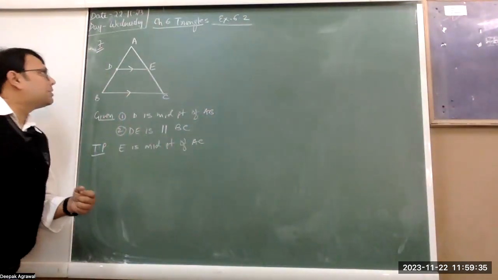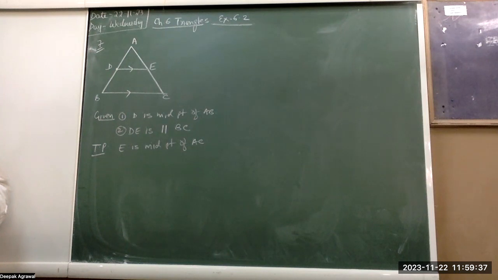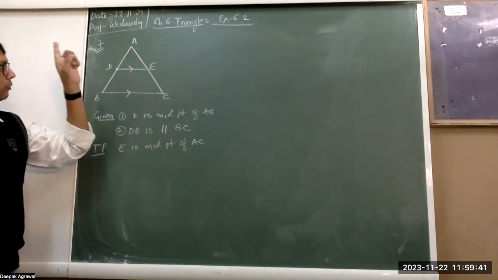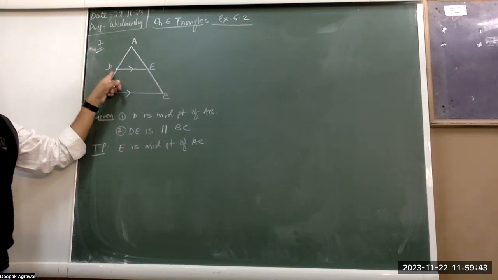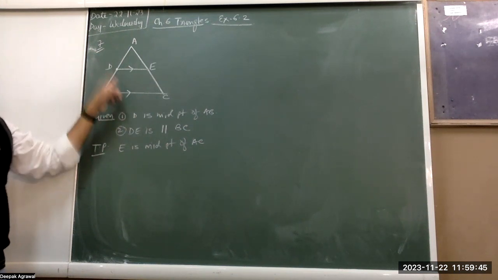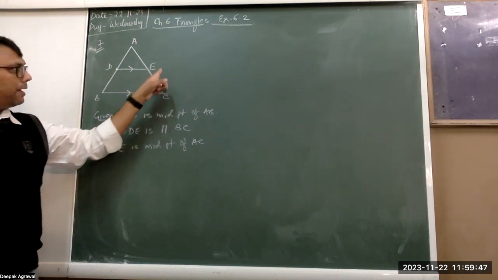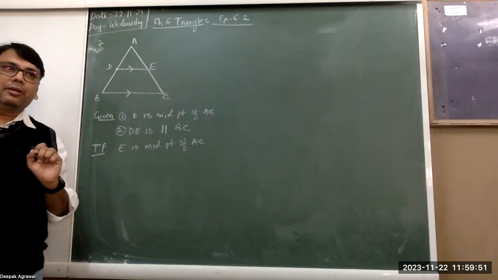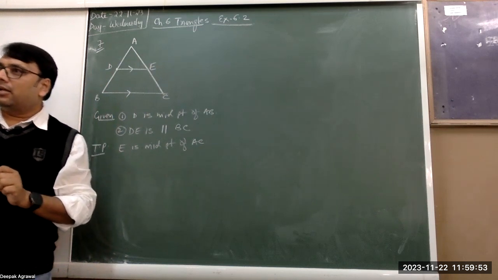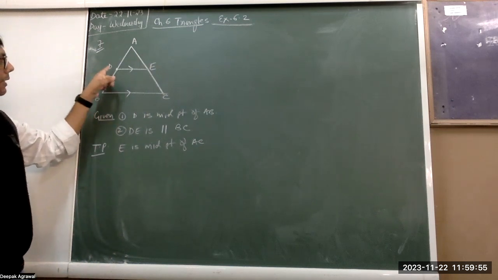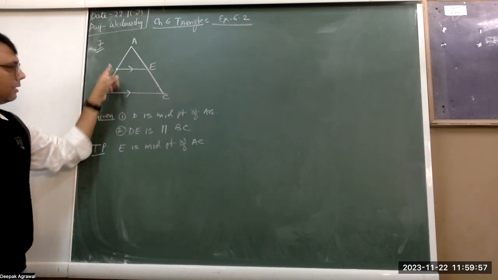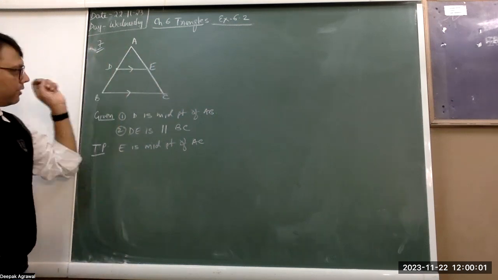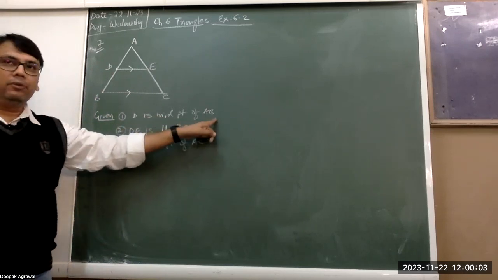So this is question number 7 of exercise 6.2. ABC is a triangle. We have to prove that the line drawn from the midpoint of one side parallel to another side bisects the third side. And this is the converse of the midpoint theorem that we had studied last year. Okay? So the line drawn from the midpoint of one side parallel to another side bisects the third side. What we have been given: D is the midpoint of AB.